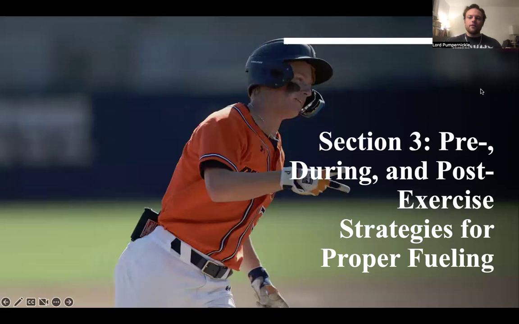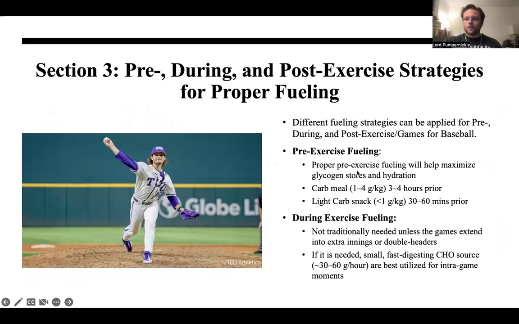Now we will look at some pre, during, and post-exercise fueling strategies. Different fueling strategies are needed depending on the position, and depending on pre, during, and post-exercise for games in baseball. For pre-exercise fueling, proper fueling will help maximize glycogen stores and hydration. Say that 3 times fast. A good carb meal, 1 to 4 grams per kilogram, 3 to 4 hours prior to a game would be good, with a light carb snack 30 to 60 minutes prior.